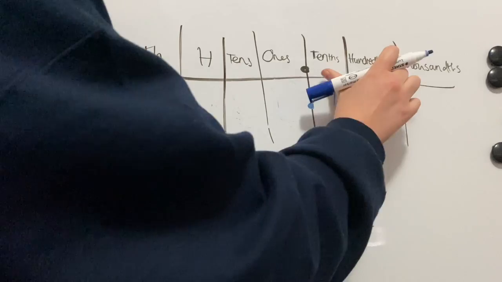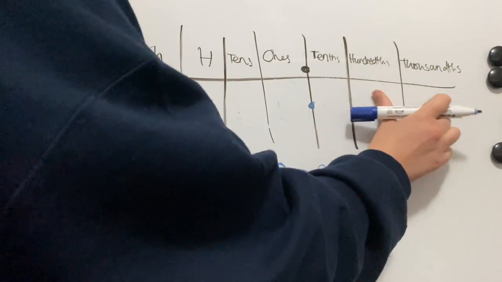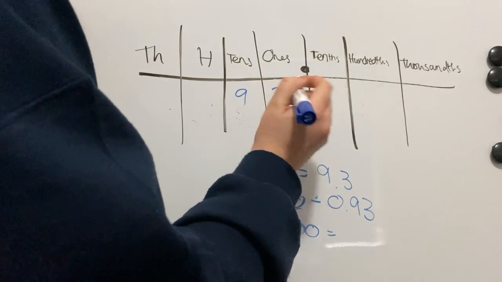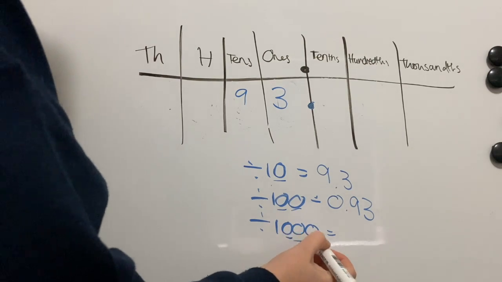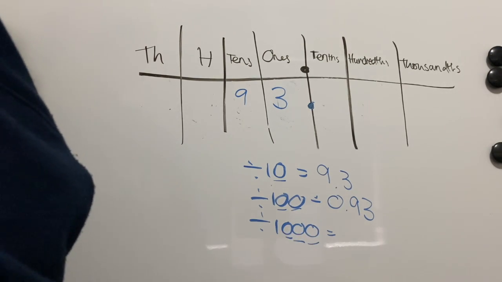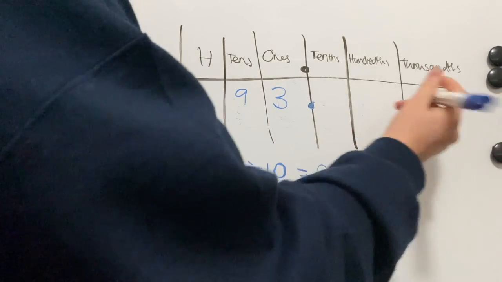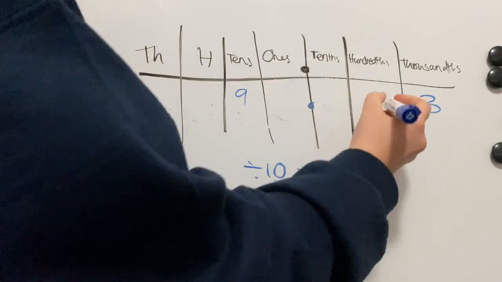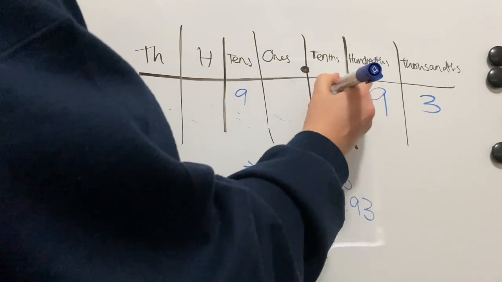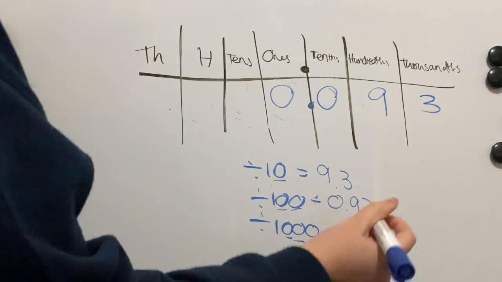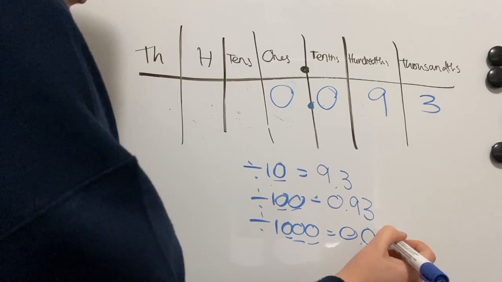The final example is with dividing by 1,000. So we take our original number and we move each digit 3 place value columns to the right. So 3 ones becomes 3 thousandths, 9 tens becomes 9 hundredths, and we need a placeholder 0 there, and our answer is 0.093.